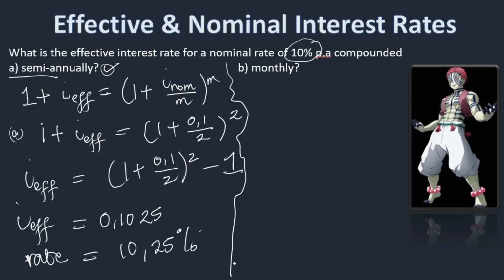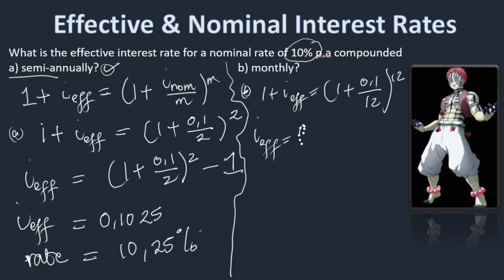Now, I'm sure by now you've attempted B on your own, so let me quickly do it. Substitutions. I'm going to have 1 plus IEFF is equals to 1 plus my nominal rate of 10%. Compounding period, it's 12 raised to 12, right? So my IEFF will be equals to 1 plus 0.1 over 12 raised to 12 minus 1. And then here my IEFF is going to give me how much?